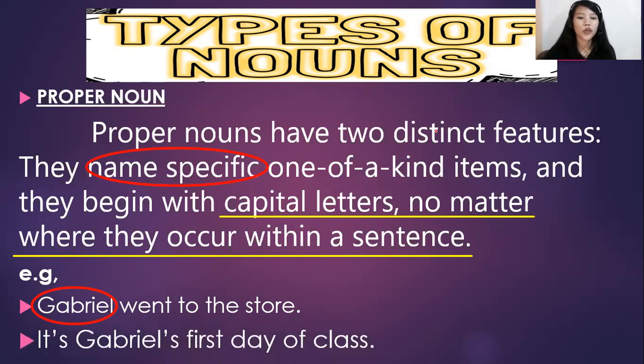Okay po? Next, we have, it's Gabrielle's first day of class. Again, our proper noun is Gabrielle. So what have you noticed with the given example? In the first example, the name Gabrielle is located at the start of the sentence and it starts with a capital letter. In the second example, the name Gabrielle is located between "it's" and "first" and still it is in capital letter. So as you can see, the first letter starts with a capital letter. So always remember, a proper noun names a specific noun and it always begins with a capital letter.